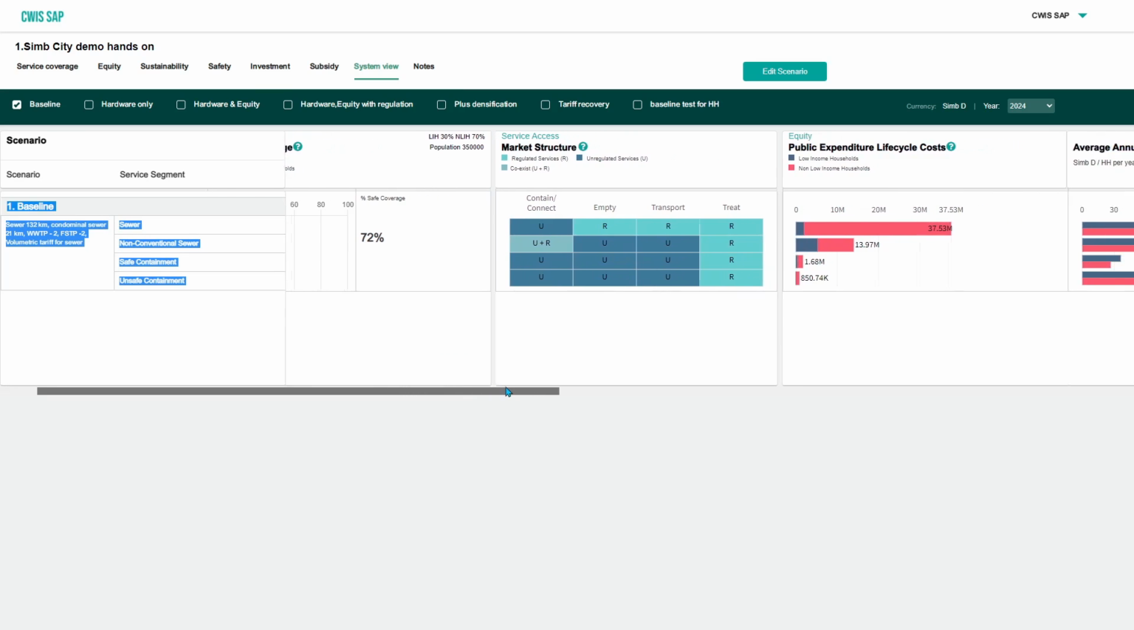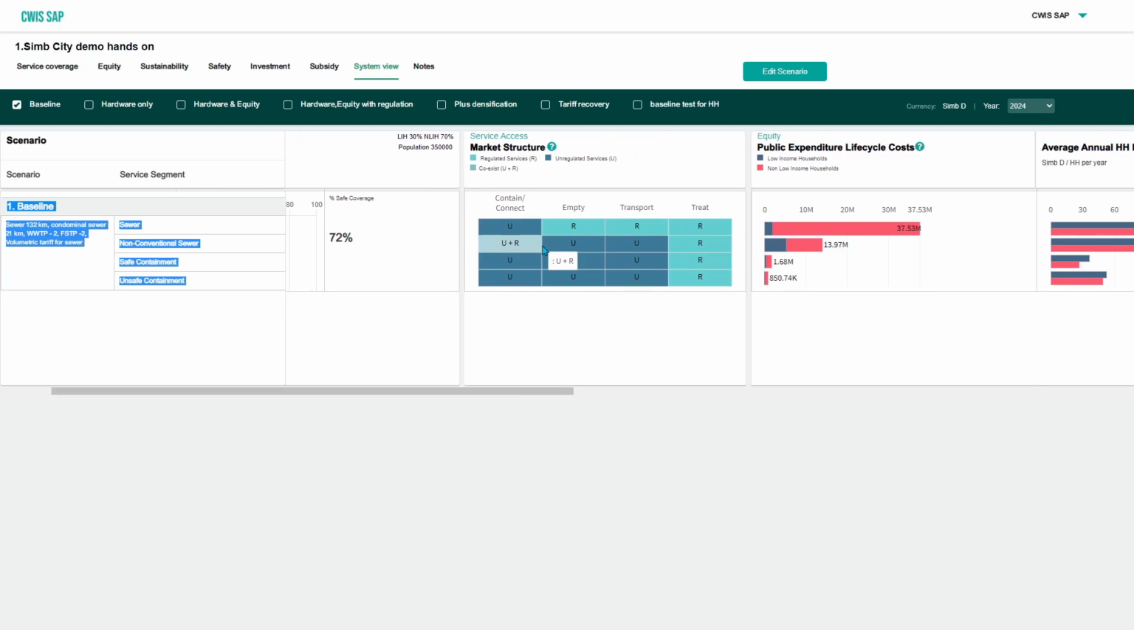Market structure represents the authorities which have the legal mandate for providing the services at each stage of the sanitation chain. The U represents the unregulated, the R represents the regulated, and if there is a U plus R, it means both the unregulated and the regulated and the utility can coexist. We may recall specifying the service models in the input section under the section Define Service Model.